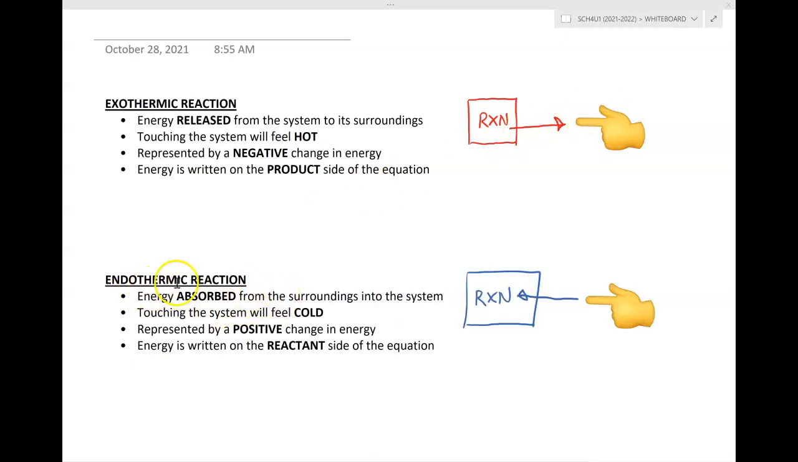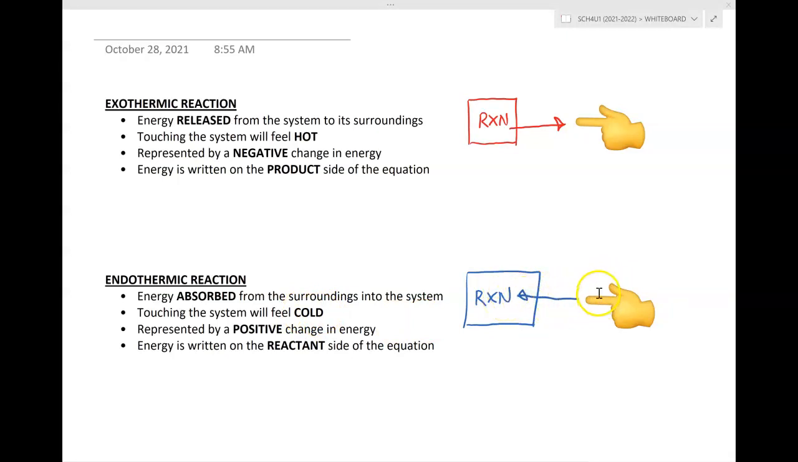Conversely, in an endothermic reaction, energy is moving from the surroundings into the system itself. So it's being absorbed by the chemical reaction. So if I tried to touch the system, it would feel cold because energy is being removed from my finger to go into the reaction itself.